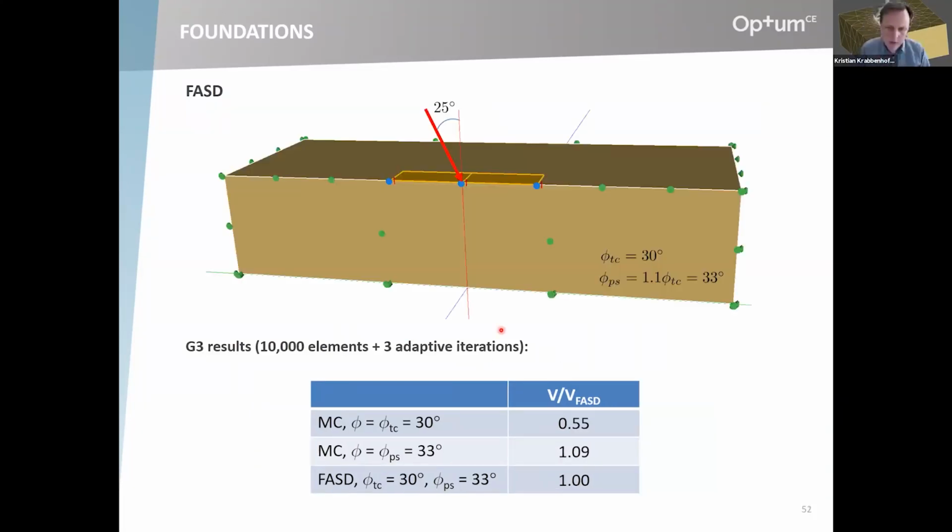And then I just want to show a second problem. This is a rectangular foundation now subjected to an inclined load, same material parameters as before.